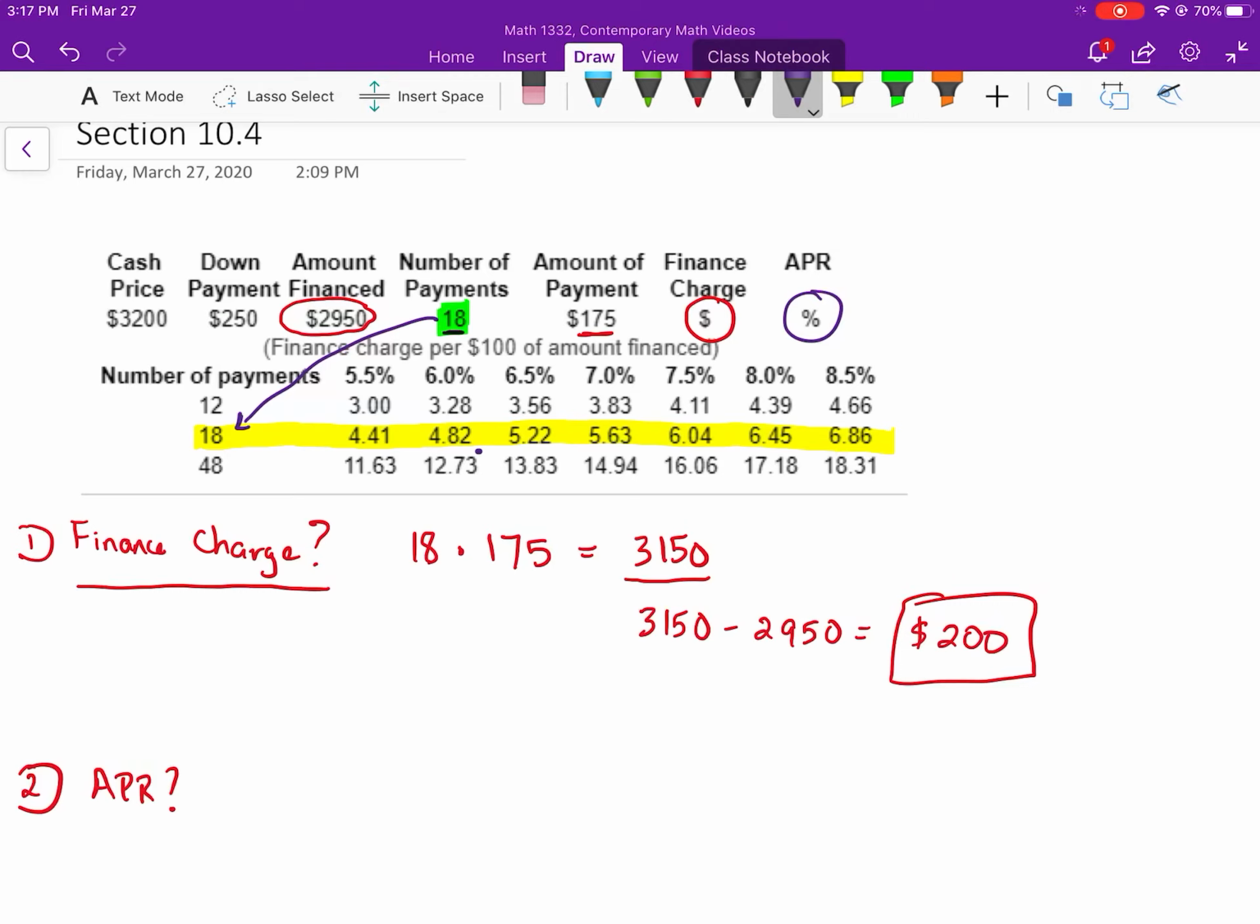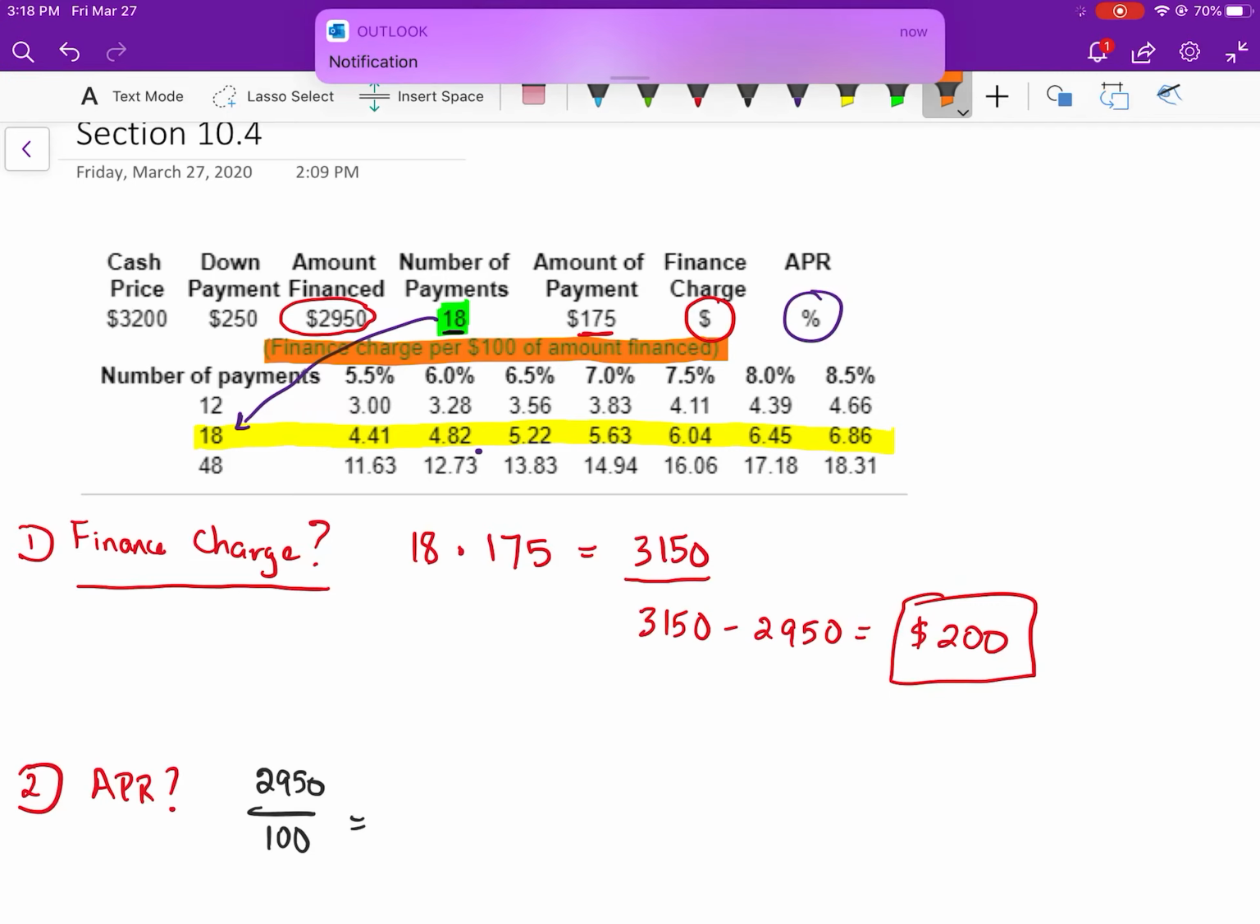So what we need to do first is take our financed amount, which is $2,950, and divide this by 100. Why am I dividing it by 100? Because right here, this little blurb of information right above my chart says the finance charge is per $100 of amount financed. I stressed this in the lecture video, that you have to be really careful about that. These people are not just borrowing $100, they're going to be borrowing more than $100.